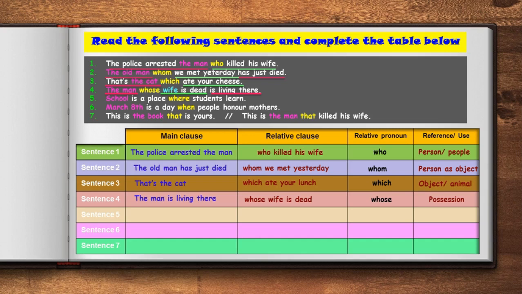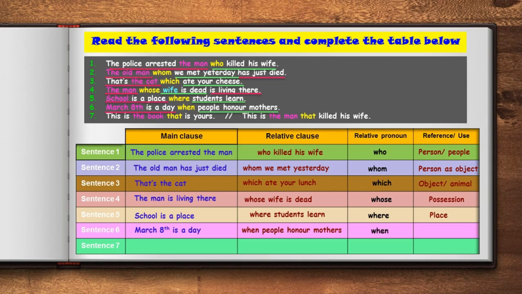Number 5: school is a place where students learn. What is the main clause here? The main clause is school is a place. And the relative clause is where students learn. What is the relative pronoun? It's where. What does where refer to? It refers to place. Very good. Sentence number 6: March 8 is a day when people honor mothers. What is the main clause here? The main clause is March 8th is a day. And the relative clause is when people honor mothers. The relative pronoun we used here is when.